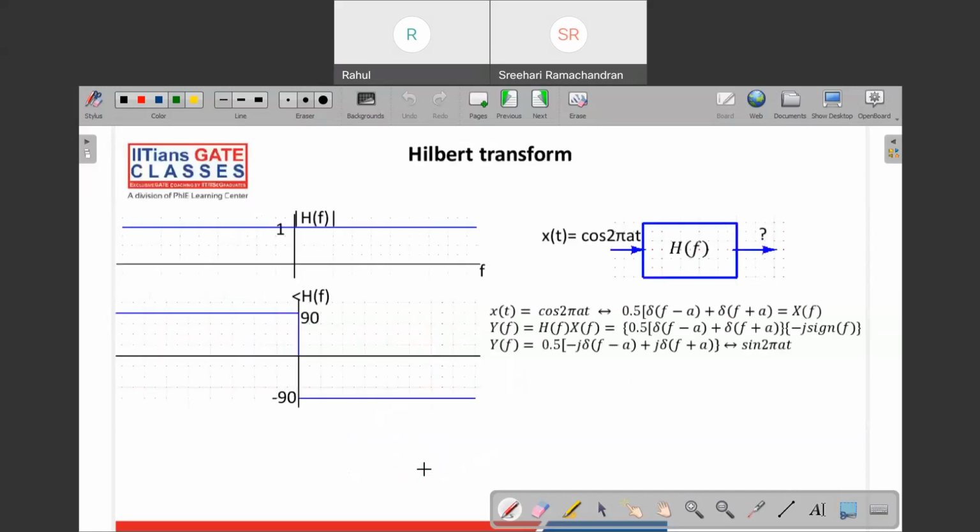Let's say we have a signal equal to cos 2 pi at, and we are giving it to the Hilbert transform, and we want to find out what will be the output of this filter. We know that the Hilbert transform is a kind of phase shifter, which shifts the phase of the input signal by 90 degrees. So when you take this cos signal and shift its phase by 90 degrees, you will get sin 2 pi at. This is how the Hilbert transform works. It just takes the signal and shifts its phase by 90 degrees.